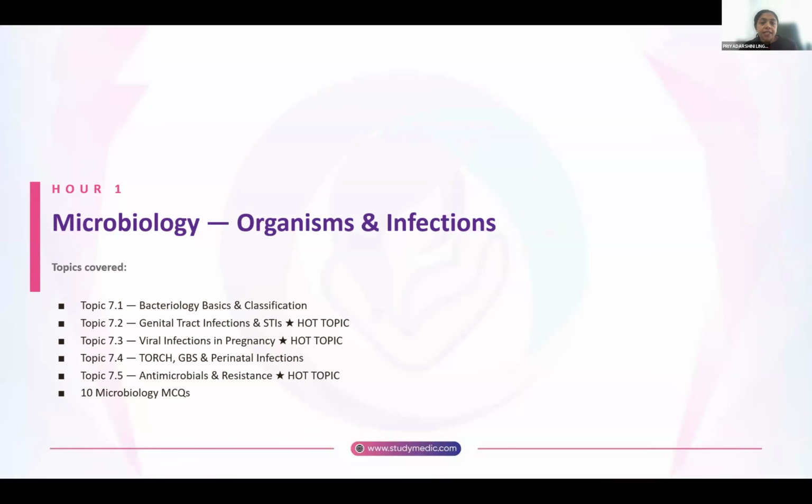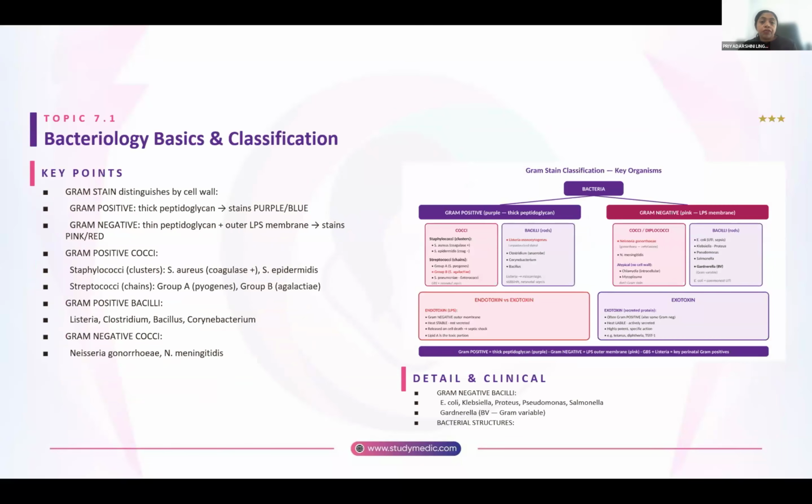We have a separate GTG itself on GBS, so it's an important thing. And a hot topic on antimicrobials and the resistance that is seen commonly. Once we discuss these topics, we'll look into some common SBAs that can be asked in this topic. So coming to the first topic of importance is bacteriology, the basics of classification of bacteria.